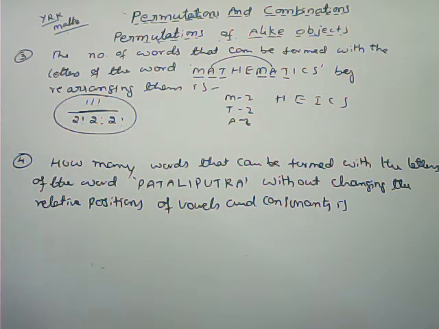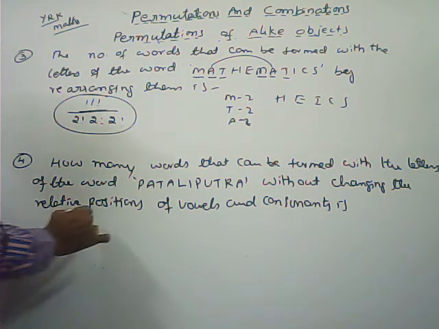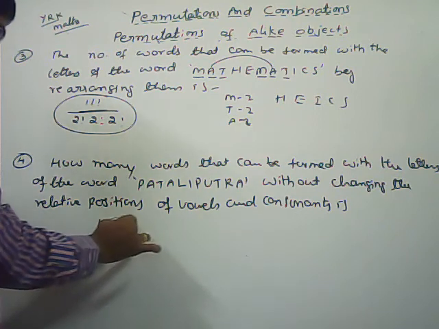Next, how many words can be formed with the letters of the word PATALIPUTRA without changing the relative positions of the vowels and consonants? See, all the vowels should be interchanged among themselves only. All the consonants also should be interchanged among themselves only. Here, PATALIPUTRA.